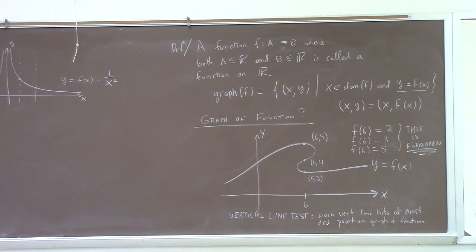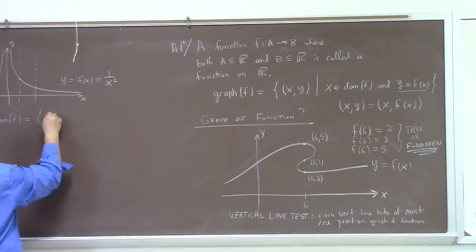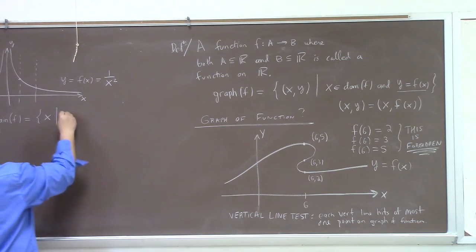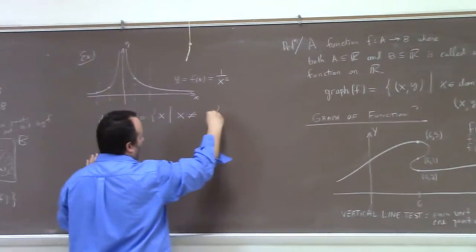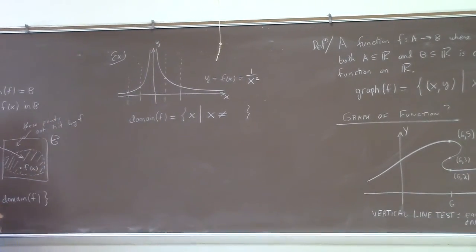Now I say at most 1 point. Why? Because at the y-axis, does that intersect the function? Not at all, right? And that's okay, because that point is what? It's actually not in the domain of the function. What's the domain of this? x such that what? x not equal to what? What is the forbidden fruit to this function? The one thing it cannot have. An input of?